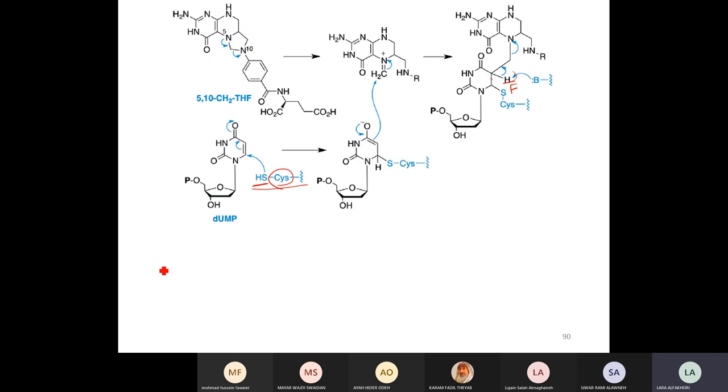The thiol, or sulfhydryl, the SH. Okay. This structure here represents the substrate, which is deoxyuridine monophosphate. What about this part? So simply what happens is that this carbon, the methylene between nitrogen 5 and 10 in this THF cofactor, will be transferred and bond to carbon number 5 of the uracil. The interaction between them is simply a nucleophile attacking an electrophile. Which one is the electrophile?